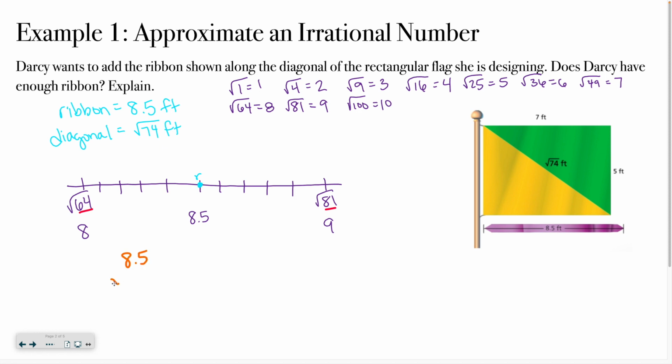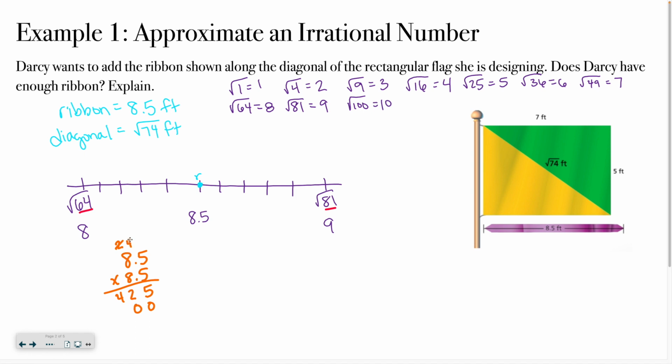8.5 times 8.5. 5 times 5 is 25. I carry the 2. 5 times 8 is 40, plus 2 is 42. I put that 0 down. I'm done with that 2. Now I start again. 8 times 5 is 40, so I put the 0 down, I carry the 4 up.